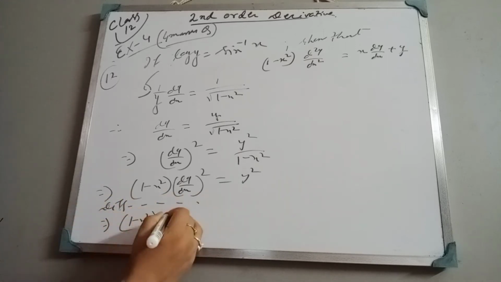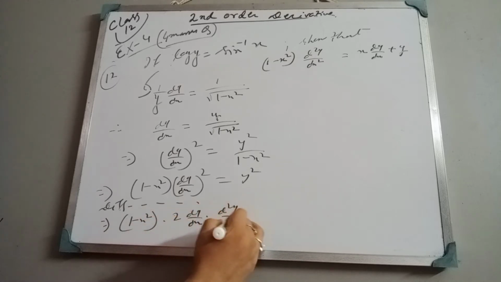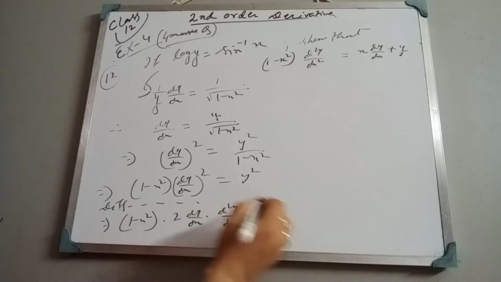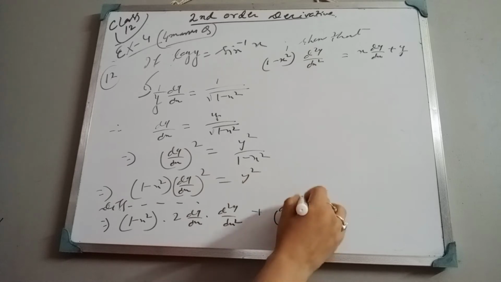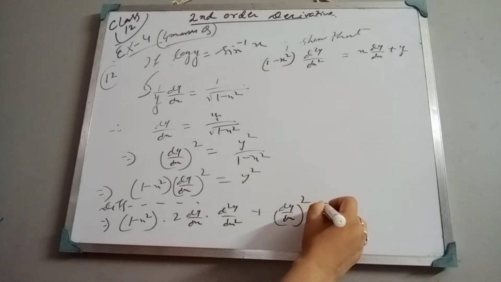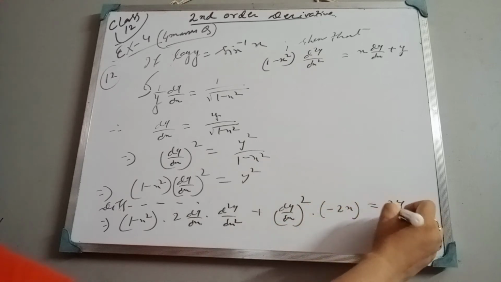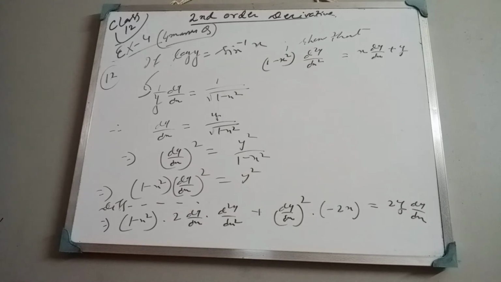1 minus x square into 2 dy dx into d2y dx2 plus dy dx whole square into d dx of 1 minus x square, which means minus 2x, and here it is coming 2y dy dx. Okay, now dy dx from both sides we can cancel. 2 dy dx, 2 dy dx from both sides we can cancel. Then what we will get?